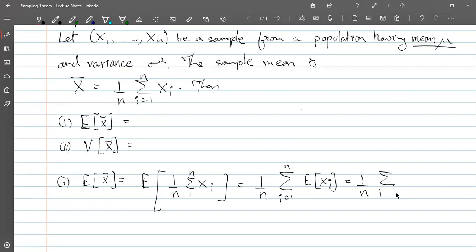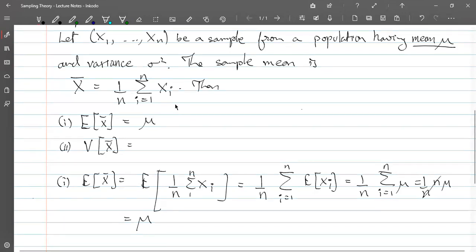So this is summation 1 to n of mu itself. But what is summation of mu? Mu is a constant. So summation of mu is just mu plus mu, etc., mu n times, which means n mu. So this is 1 by n times n mu. So in other words, this is mu.